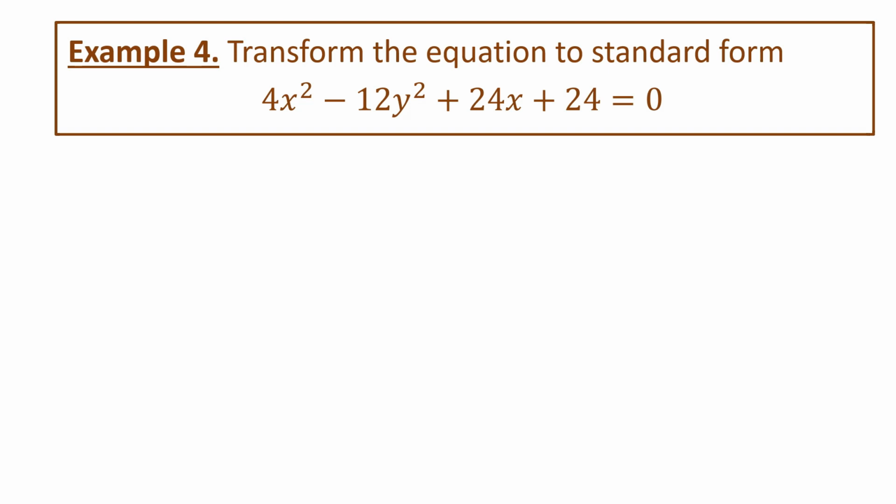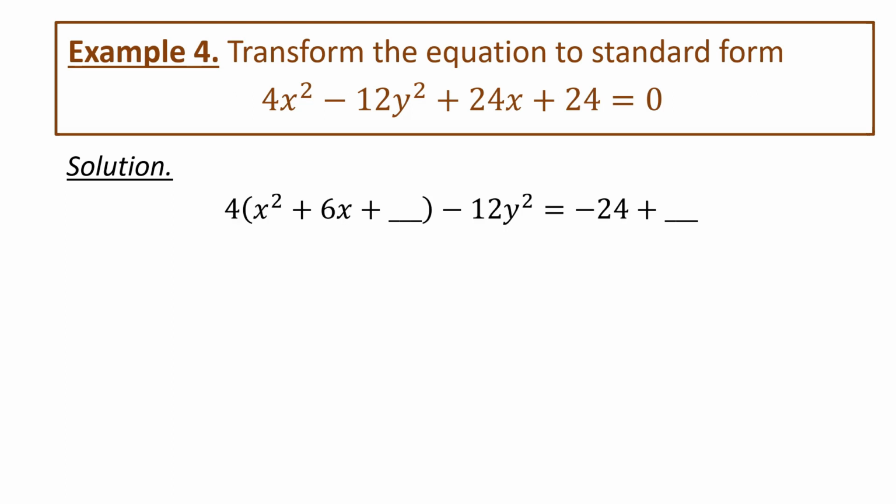Let's transform the equation to standard form and determine kung ito ba ay hyperbola or a degenerated case of a hyperbola. So 4x squared minus 12y squared plus 24x plus 24 is equal to 0. So for our solution, we first have to complete the square. So we have 4 times the quantity x squared plus 6x plus blank minus 12y squared. So dito, wala naman tayong kailangang i-complete.